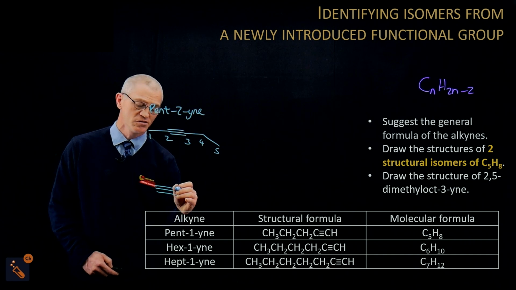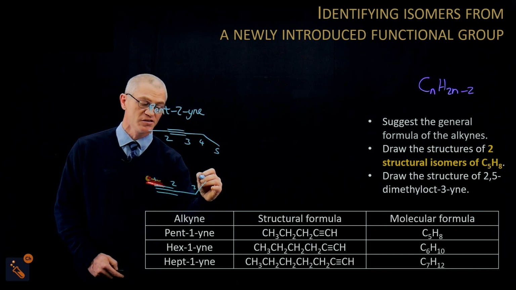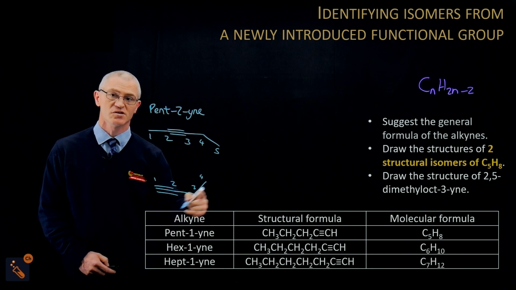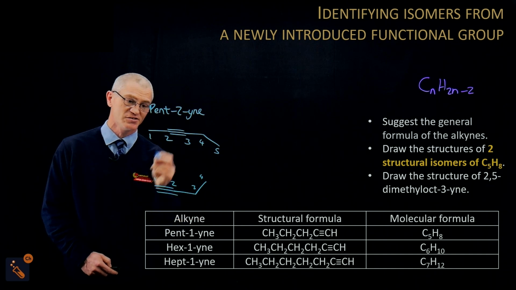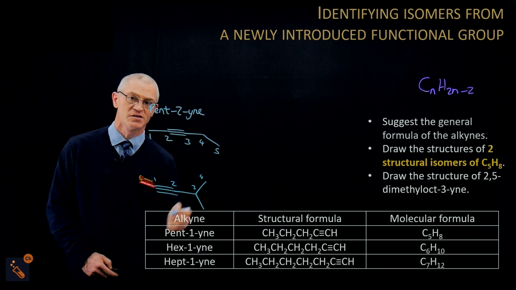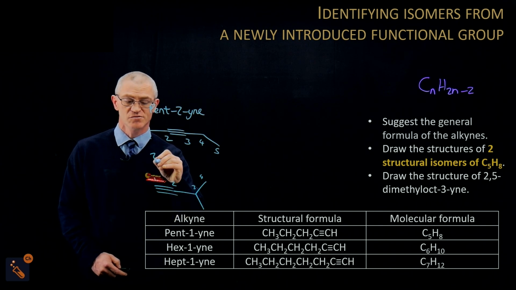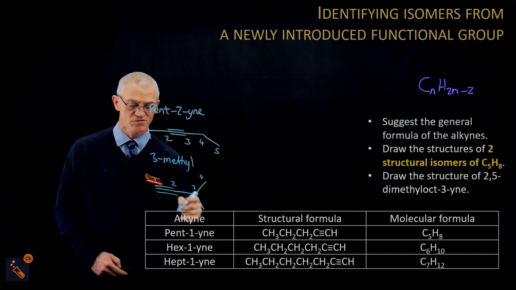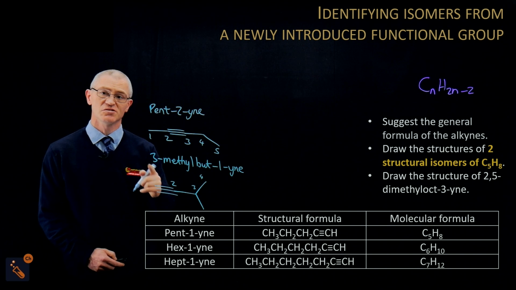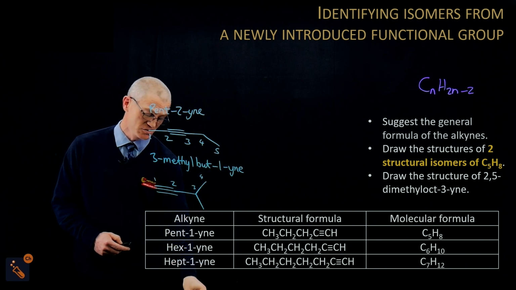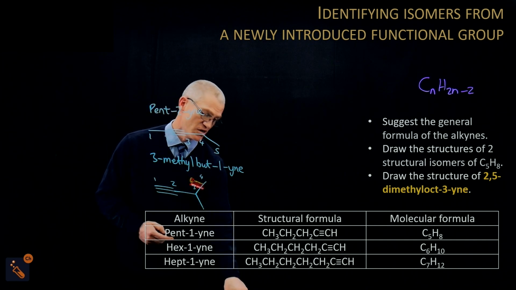If the yne is at position number 1 and we want to branch, we're going to take one of the carbons off. So there's 1, 2, 3, and then 4. You can see we've done 4 carbons. I need to do a branch, and the only place I can put a branch is here. If I put it there, it elongates it. If I put it there, it turns it back into this. So I've got a branch here, and if you name that, that's going to be 3-methylbut-1-yne. So you've got 2 structural isomers of C5H8.